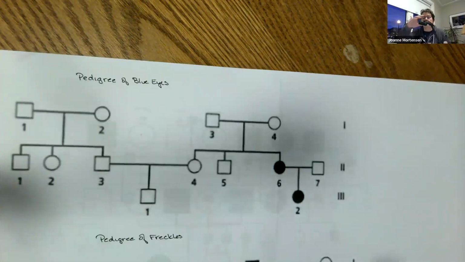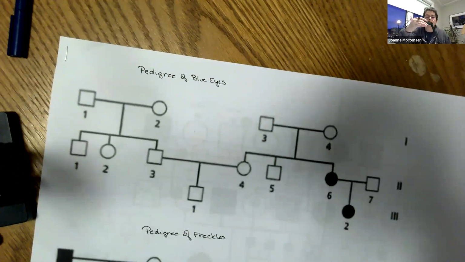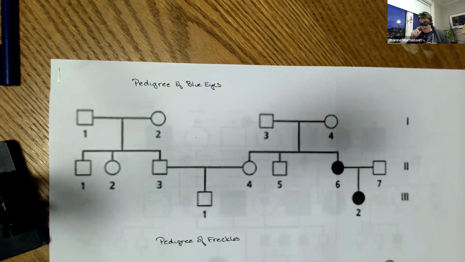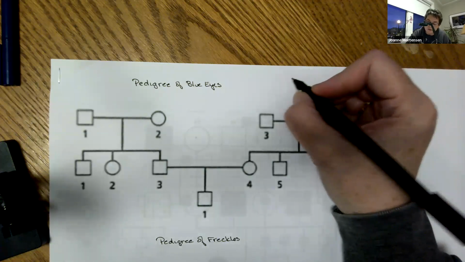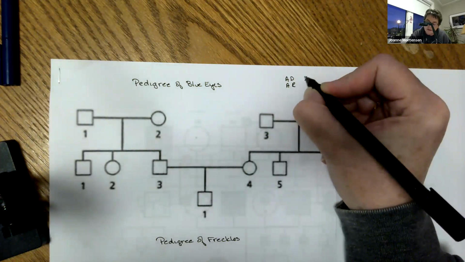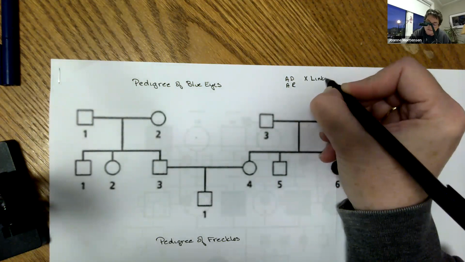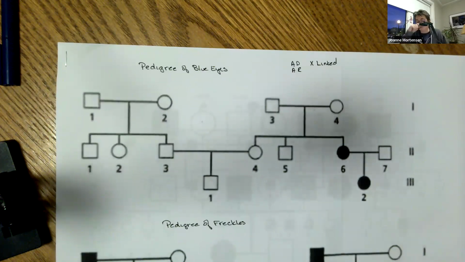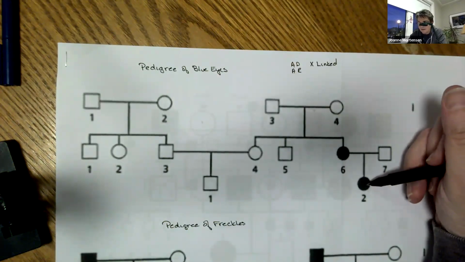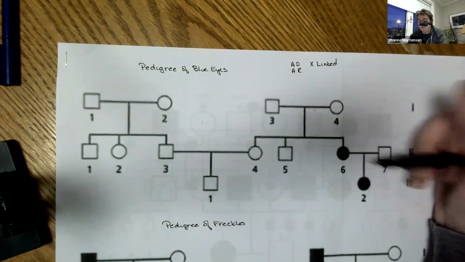Wanted enough room so I could write properly on here. So yours probably doesn't say pedigree of blue eyes on it. I just started adding stuff so it makes more sense. So how do I know whether it's autosomal dominant, autosomal recessive, or X-linked? Well, you start with the afflicted children. And you can see on here that this girl and this female both have that trait.